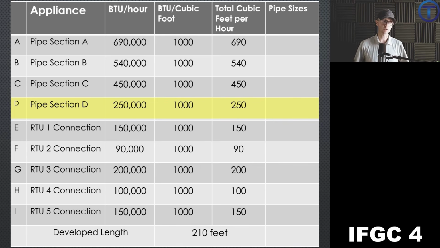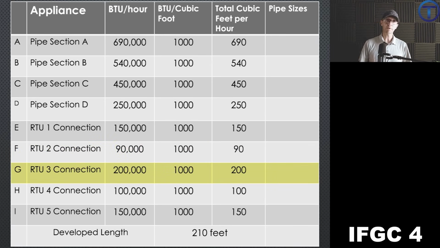You see how this goes. The rest of these are all just the rooftop unit connections. We're going to take each of those and divide them by 1,000 to get our cubic feet per hour. So E, rooftop unit 1, had 150,000 BTUs. Divide by 1,000, we get 150 cubic feet per hour. F is rooftop unit 2. It's got 90,000 BTUs. We divide by 1,000 and we get 90 cubic feet per hour.